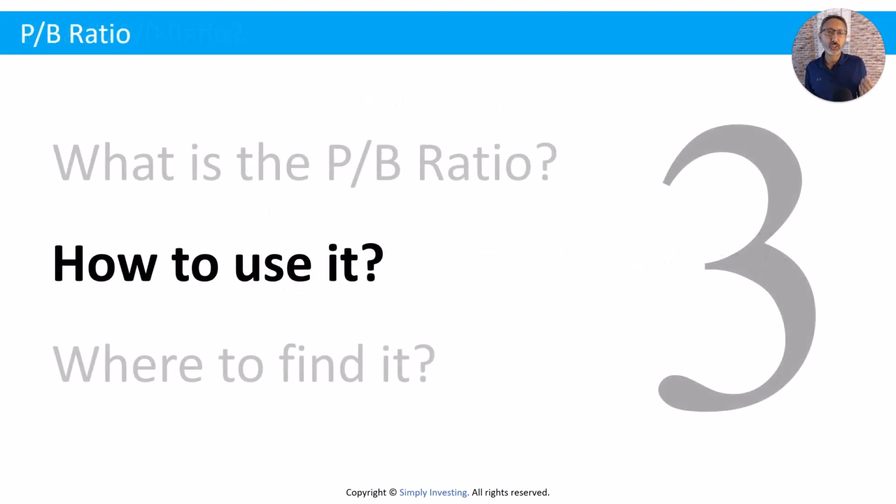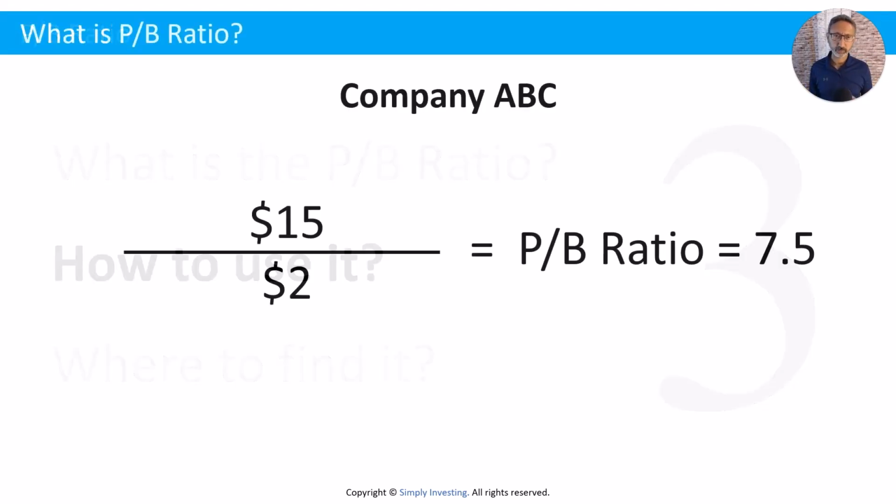So how do we actually use that number? What does that mean, the 7.5? Or what if the PB ratio was 10? What if it was 2? So what does that mean? So how do we use this?